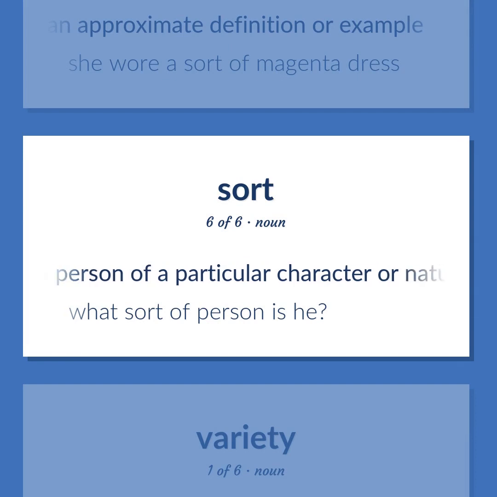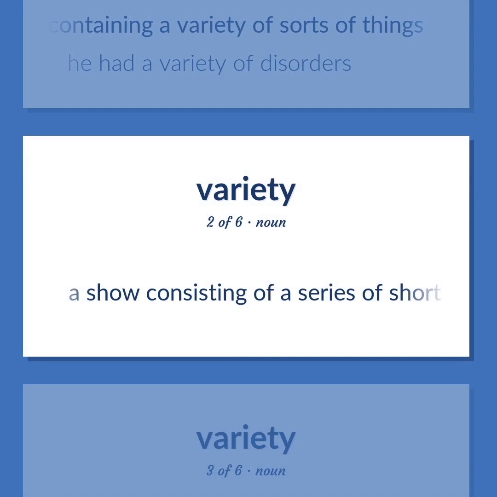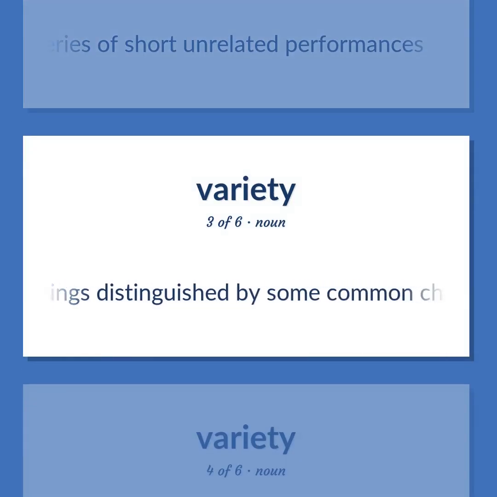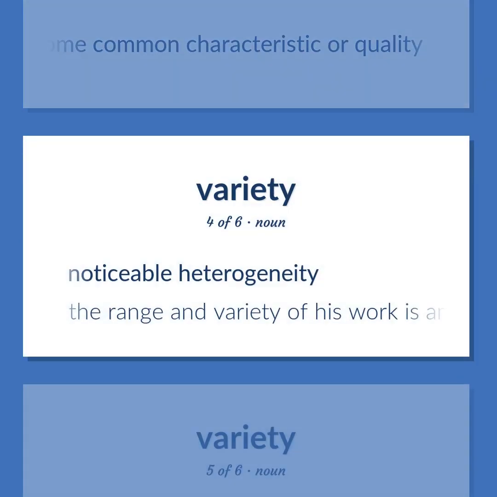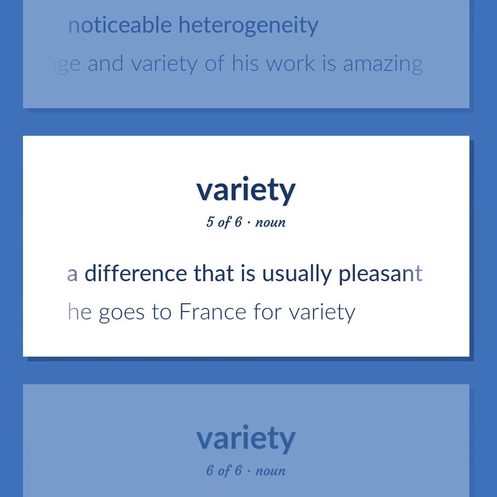A person of a particular character or nature. What sort of person is he? A collection containing a variety of sorts of things. He had a variety of disorders. A show consisting of a series of short unrelated performances. A category of things distinguished by some common characteristic or quality. Noticeable heterogeneity. The range and variety of his work is amazing. A difference that is usually pleasant. He goes to France for variety.